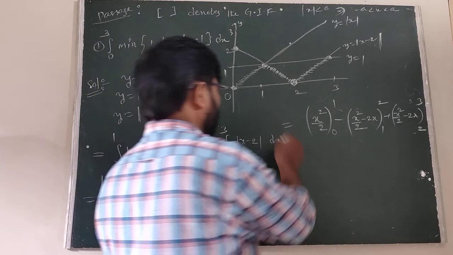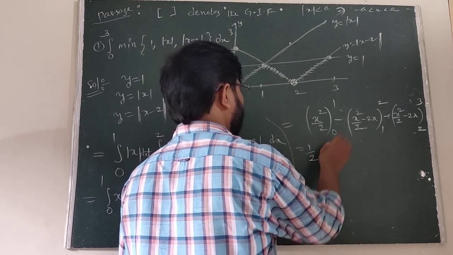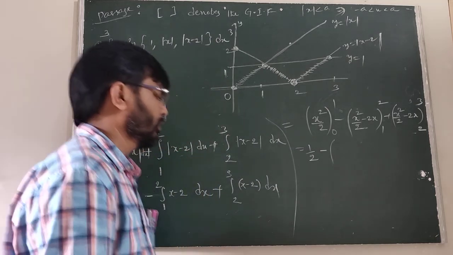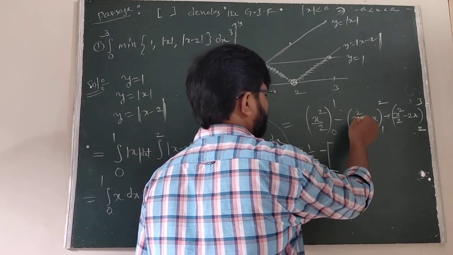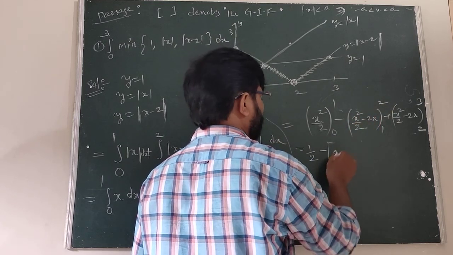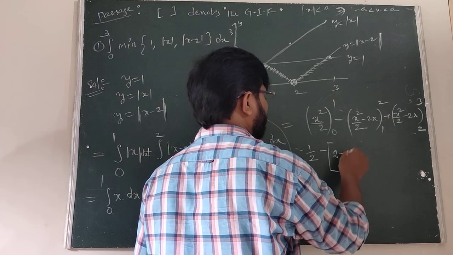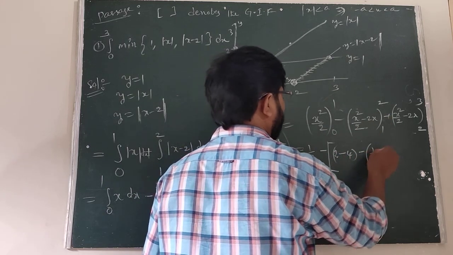Therefore, now we can apply the upper limit for the first one, which is 1 by 2 only. Here, first you apply the upper limit, in this case 2 square. 2 square is 4, 4 by 2 is 2, 2 times 2 is 4. Minus of, we can write 1 by 2 minus 2.